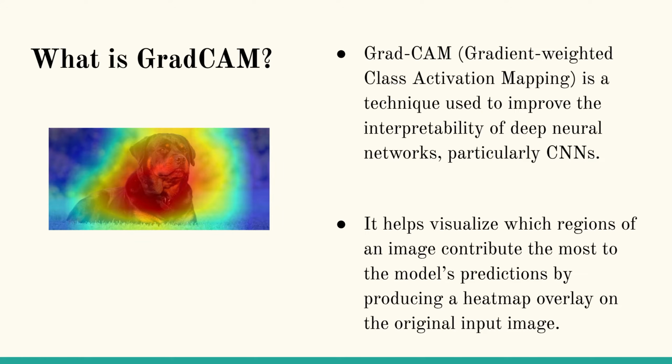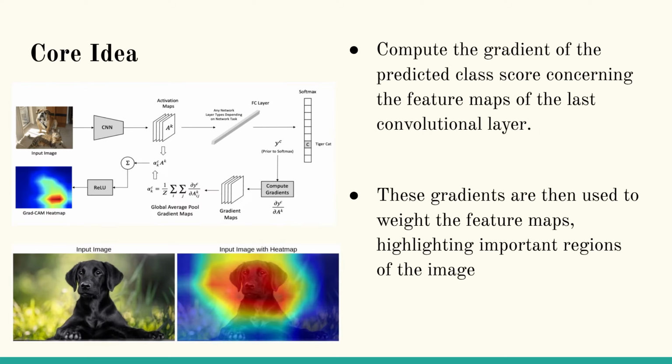So in this way, we know which part of our image is most important, or we can say which part of the image the model is mostly focusing on. Like the one we can see in this image, the model is focusing on the dog and mostly around its face.